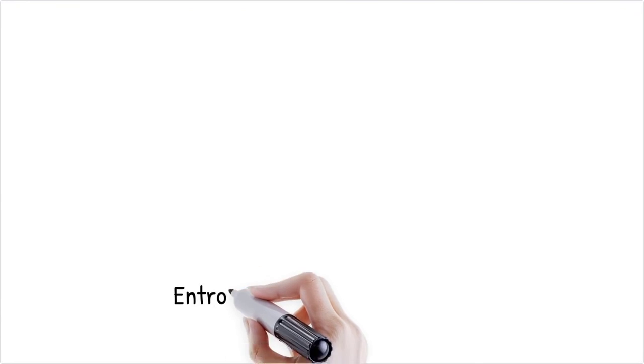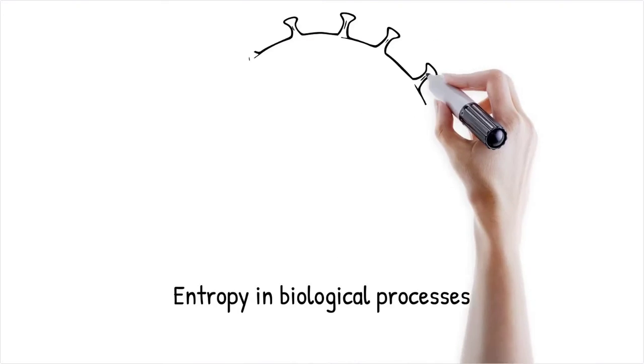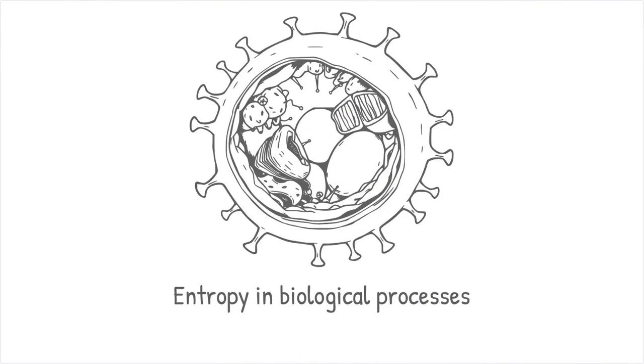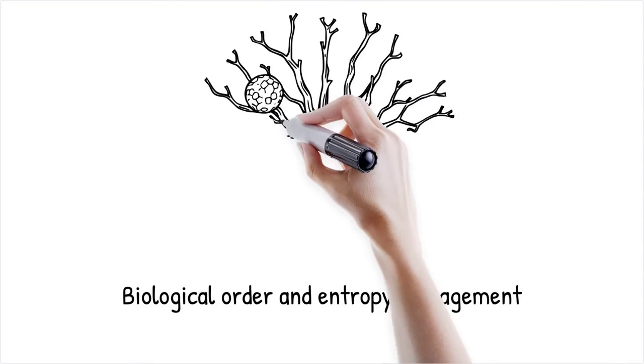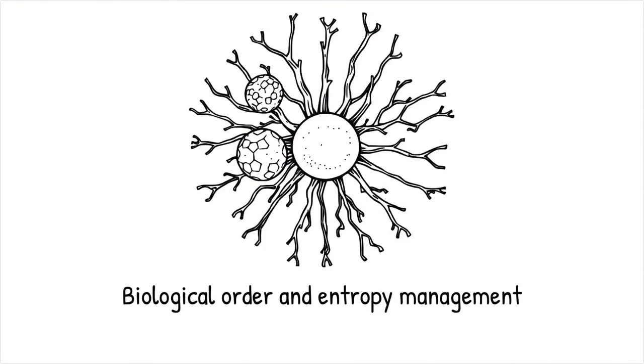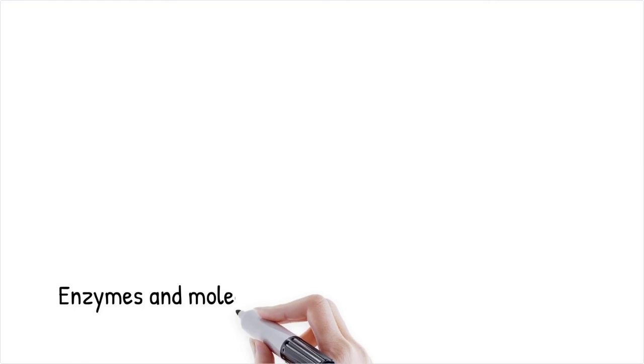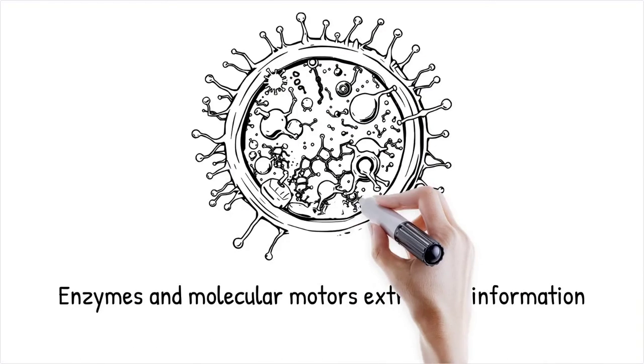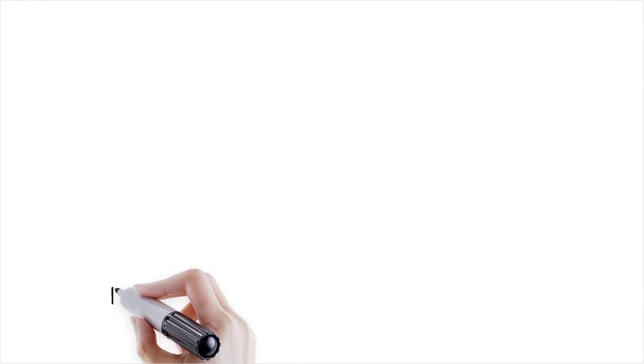Cells use entropy strategically to drive processes like protein folding, molecular binding, and DNA replication. Biological systems appear ordered, but they actively manage and export entropy to maintain that order. Enzymes, molecular motors, and signaling pathways extract information from noisy environments to support life. This duality of entropy and information enables evolution, adaptability, and intelligence.